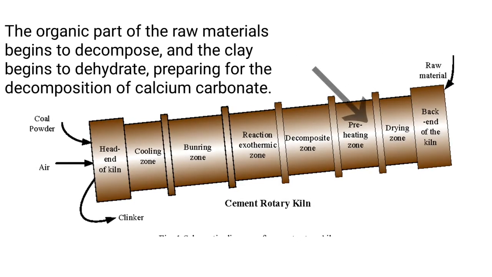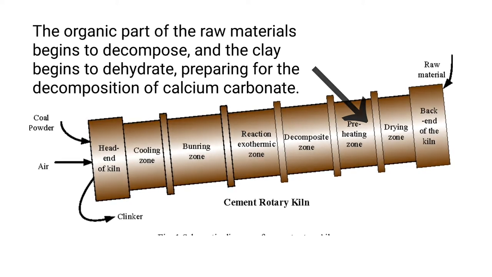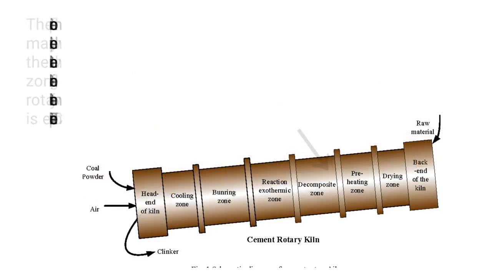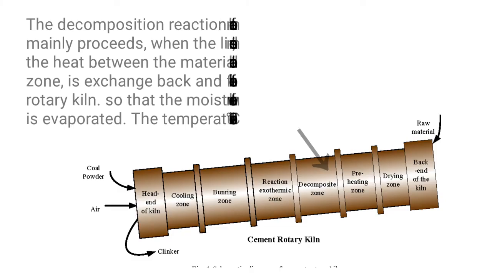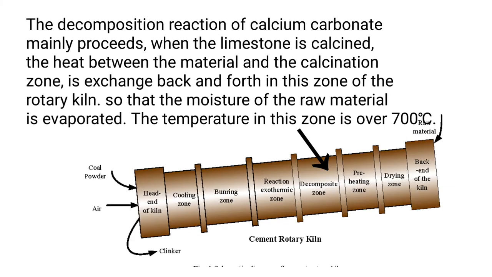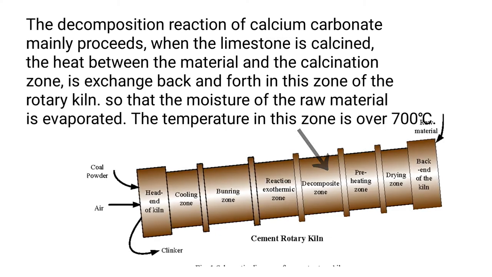Preheating zone. The organic part of the raw materials begins to decompose, and the clay begins to dehydrate, preparing for the decomposition of calcium carbonate. Decomposition zone. The decomposition reaction of calcium carbonate mainly proceeds when the limestone is calcined. The heat between the material and the calcination zone is exchanged back and forth in this zone of the rotary kiln, so that the moisture of the raw material is evaporated. The temperature in this zone is over 700 degrees Celsius.